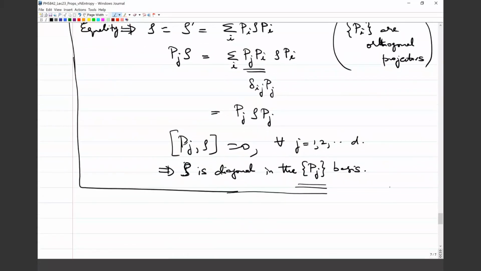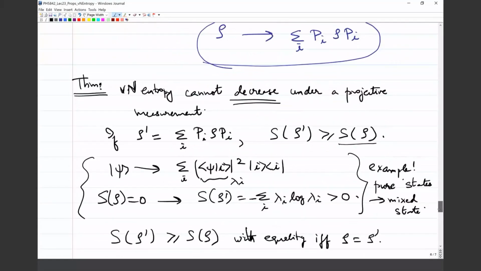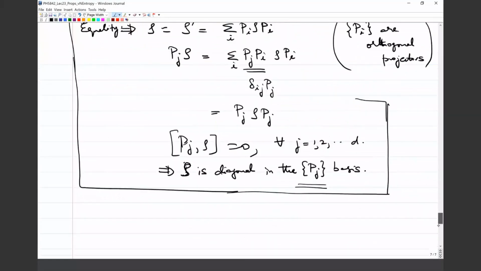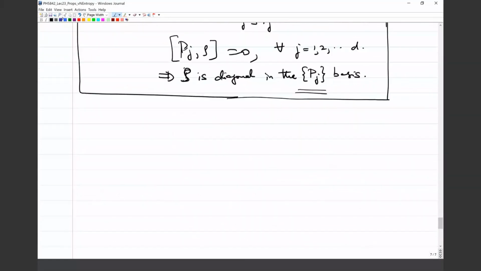So let me go ahead and prove that statement itself, and then we will wrap up for today. What is this statement? That the final entropy is always greater than or equal to the initial entropy after a measurement. This was just to understand the equality case. So let me write the general argument. It again goes back to relative entropy. Just look at the relative entropy between rho and rho prime. That relative entropy is non-negative.